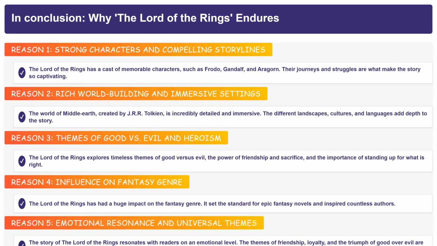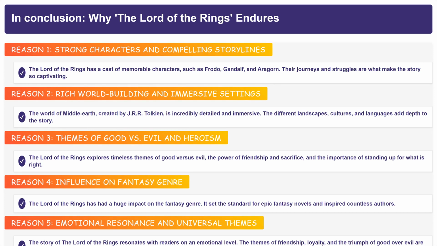As we reach the end of our exploration, let's reflect on the myriad of reasons why The Lord of the Rings remains a timeless masterpiece. From its richly crafted world and complex characters to its profound themes and enduring messages, discover why this epic saga continues to enthrall readers of all ages.